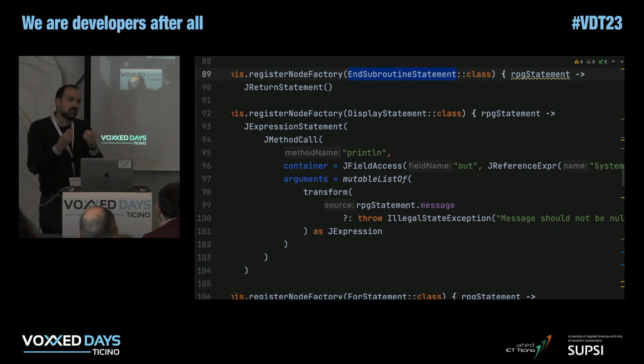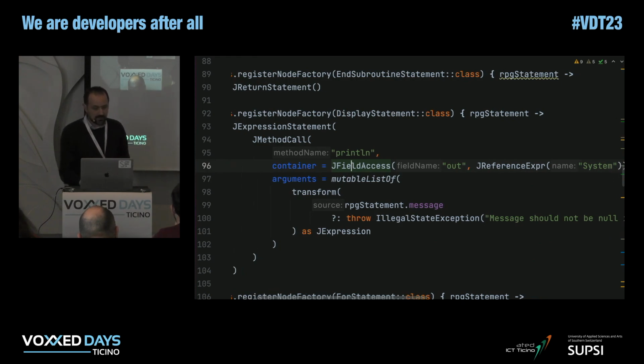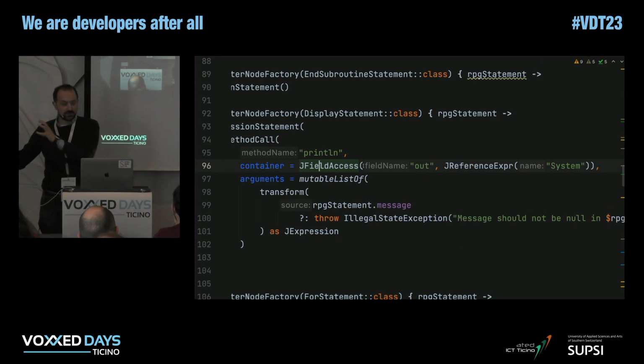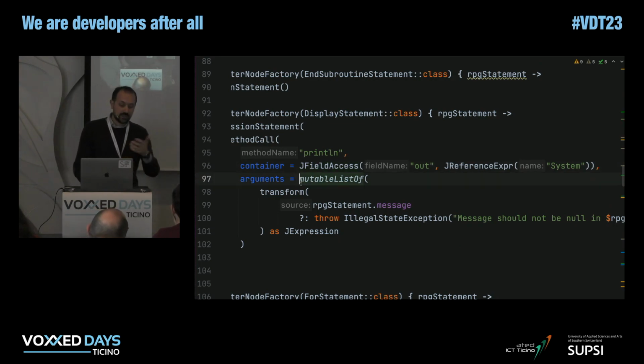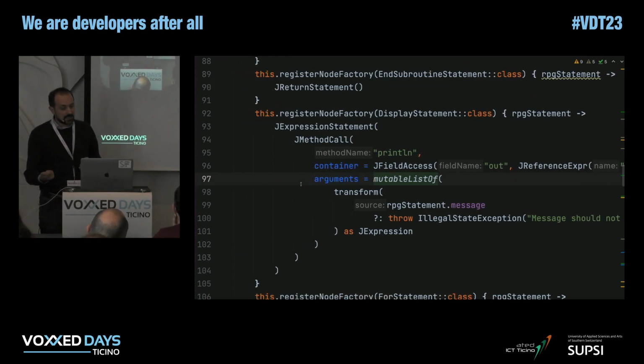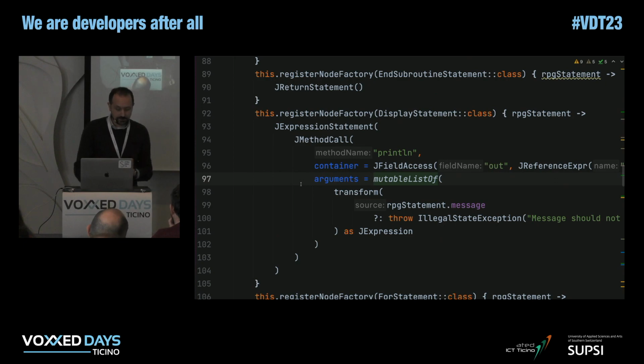But if you look at the abstract syntax tree, first of all, it is an expression statement that contains a method call to the method print line, and then there is, here I call it container, I could have called it context or whatever, but basically I have to specify the system out part, which is an access to the field out of something called system. And then I have to specify the arguments. So sometimes when translating things, I have to write manually cumbersome pieces of the abstract syntax tree.